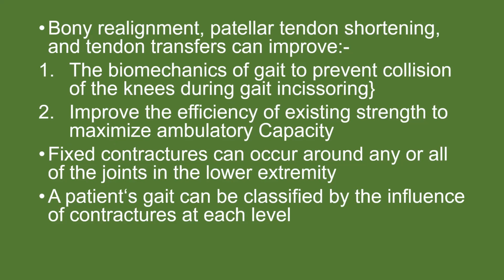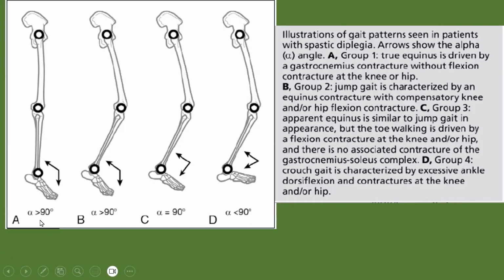Fixed contractions can occur around any or all of the joints in the lower extremity. A patient's gait can be classified by the influence of the contractions at each level. Over here is an illustration of gait patterns seen in patients with spastic diplegia. The arrows show the alpha angles. This is the alpha angles.